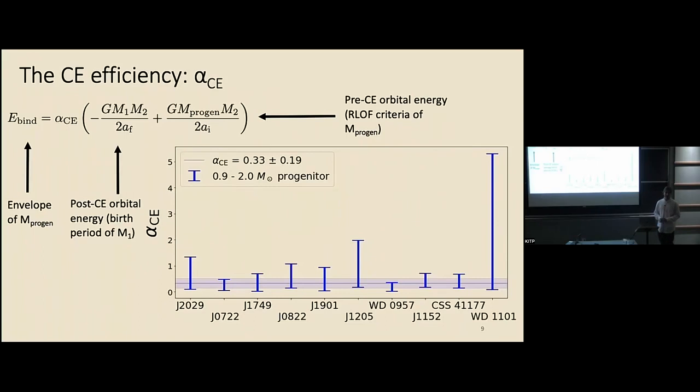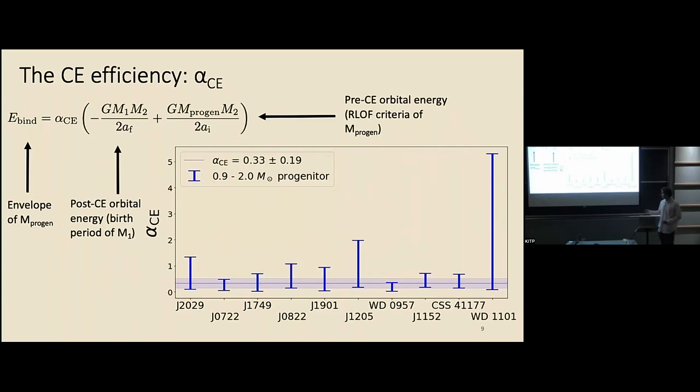Note that here I am assuming a progenitor from 0.9 to 2.0 solar masses. Relaxing that a bit turns out not to matter that much because the parameter space of possible progenitors above 2.0 solar masses tends to be pretty small. However, there is this uncertainty in progenitor that winds up manifesting in an uncertainty in binding energy, which of course leads to uncertainty in alpha CE.